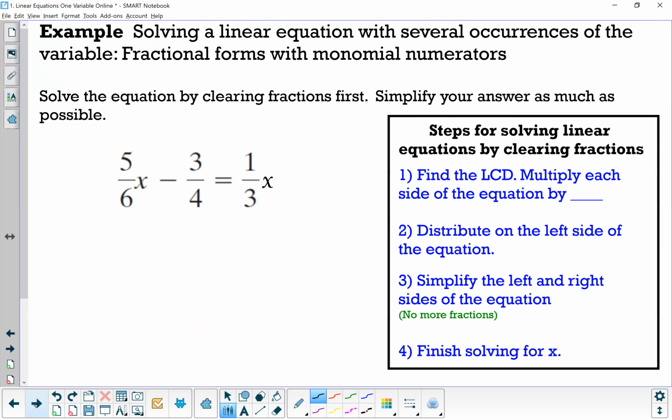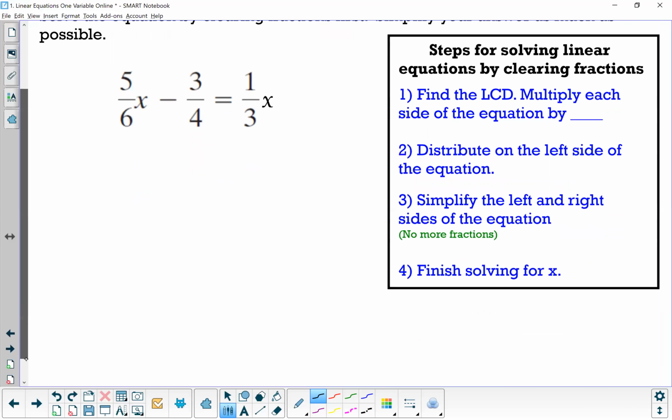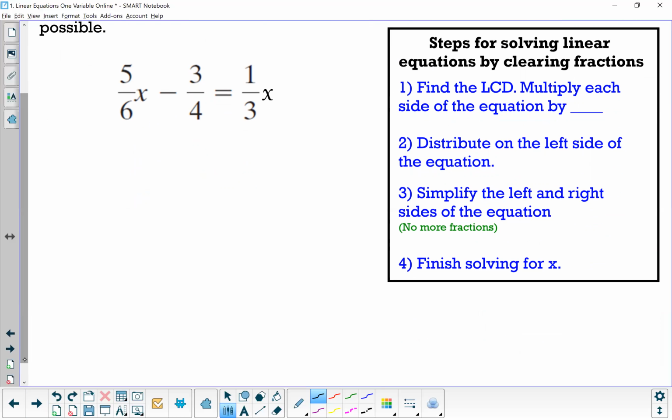So now I'm going to do the same question again. 5/6x minus 3/4 equals 1/3 x. And it's going to be slightly shorter. And this is the one that I'm going to continue using for the rest of the lecture. So again, we're going to clear fractions. Find the LCD. We already know it's 12. Now, instead of finding a common denominator, I'm going to jump to just multiplying each side by 12. So I'm multiplying the left by 12 and the right by 12.